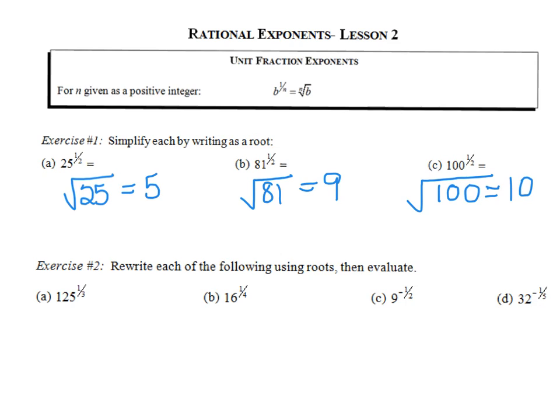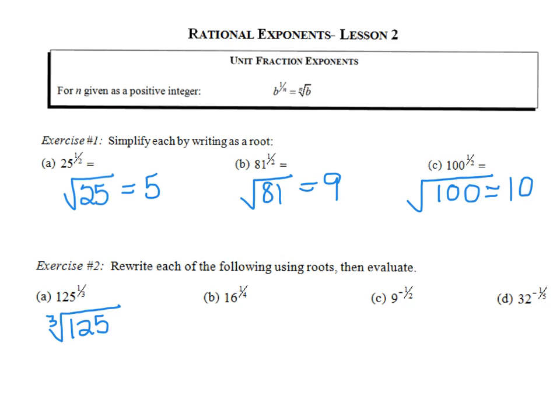Now, sometimes our exponent will not be a 1/2. Again, we're still looking at unit fraction exponents where the top, the numerator of the exponent, is just a 1. So if I have 125 to the 1/3, the way that we would rewrite that as a root would be the cube root of 125.